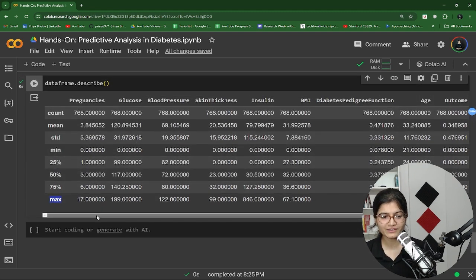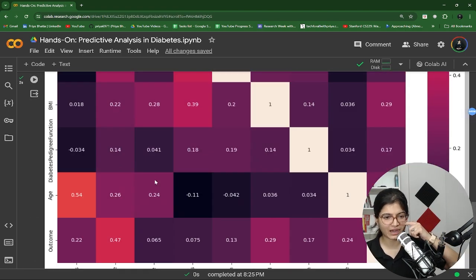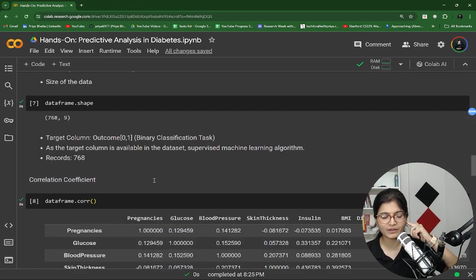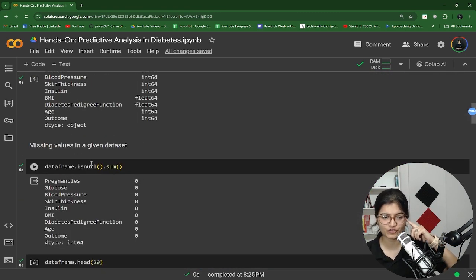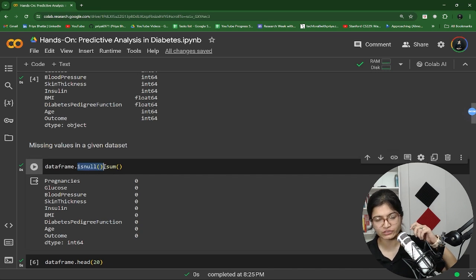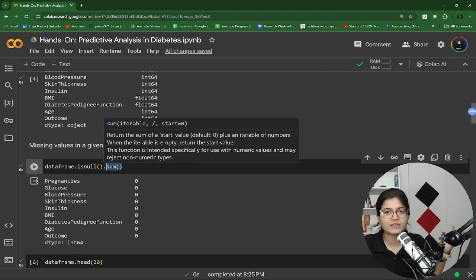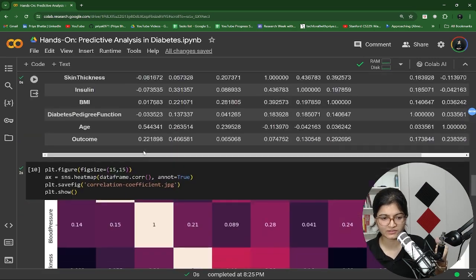Now, if you remember in the last video, we talked about how we can evaluate missing values, where we used the isnull function, which returns either true or false. After that, because I used the sum function, it gives me how many missing values there are. Another way to determine the same thing is by using these descriptive stats.